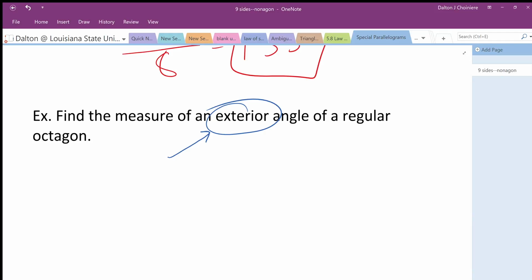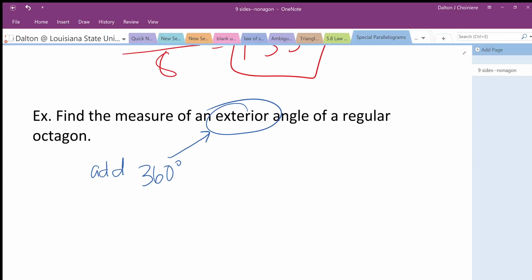Yeah. So in an exterior angle, we have to remember that the exterior angles for any shape will always add to 360 degrees. Whether it's an octagon, a quadrilateral, a parallelogram, a nonagon, whatever, it will always add to 360.